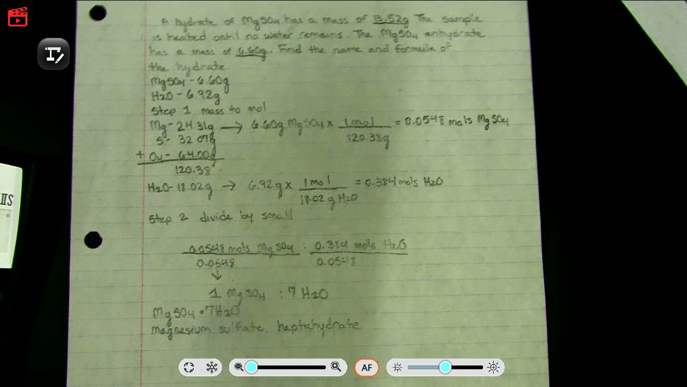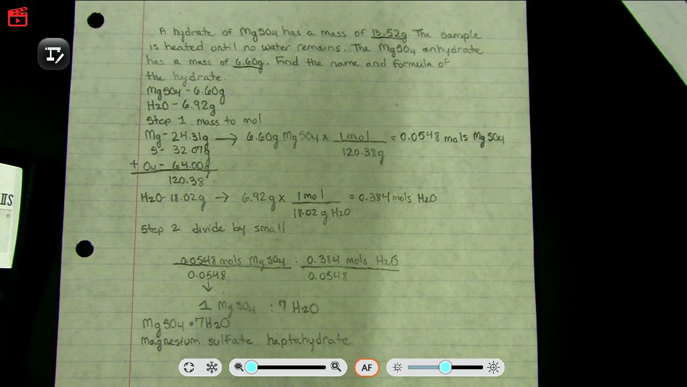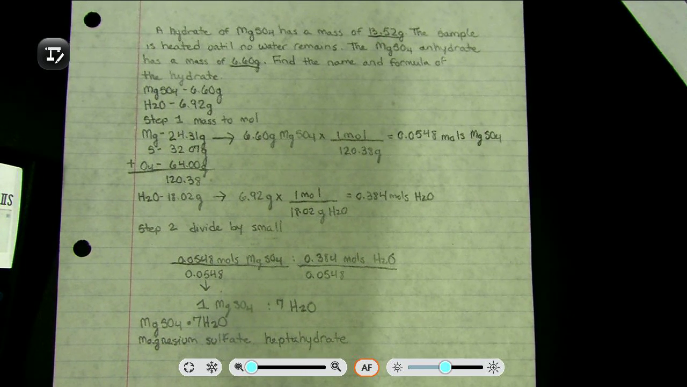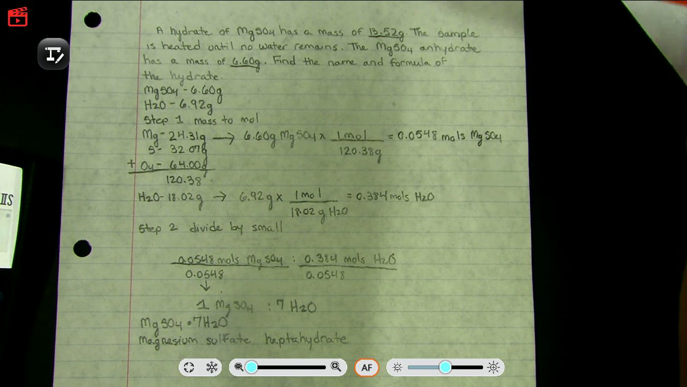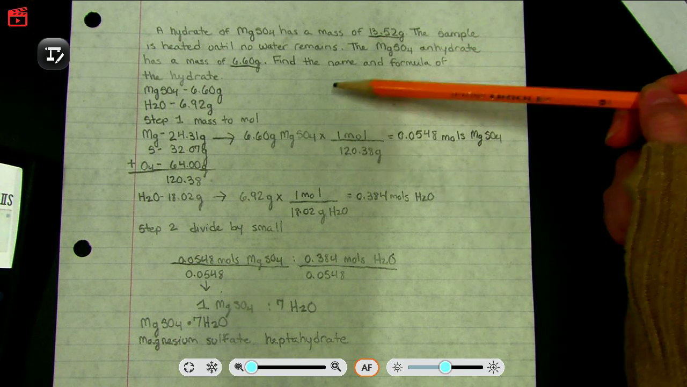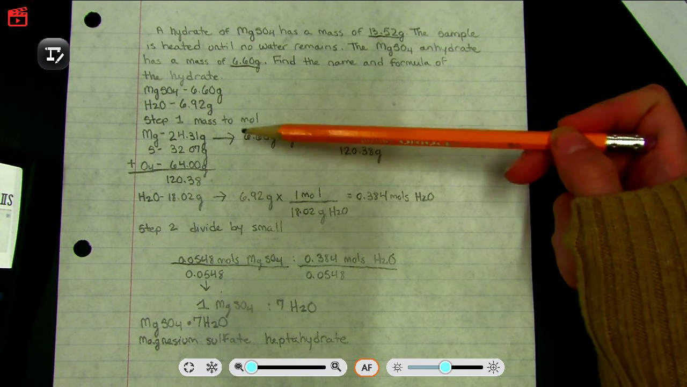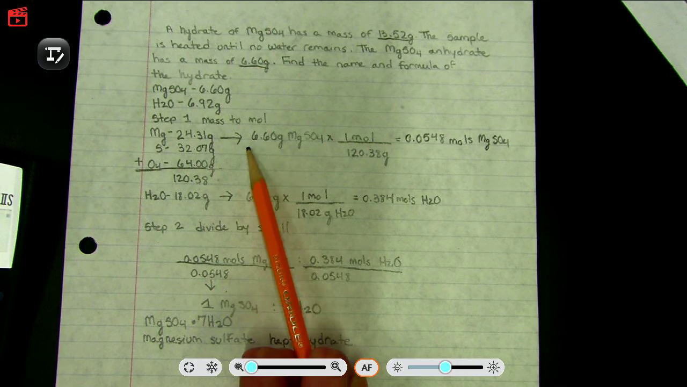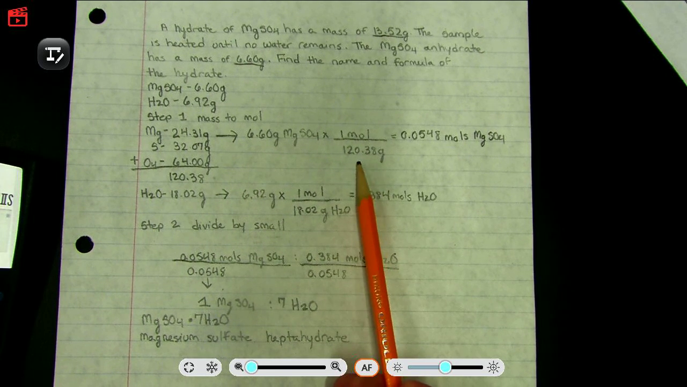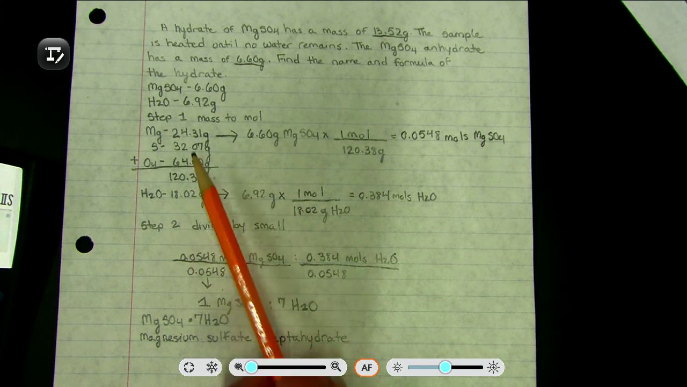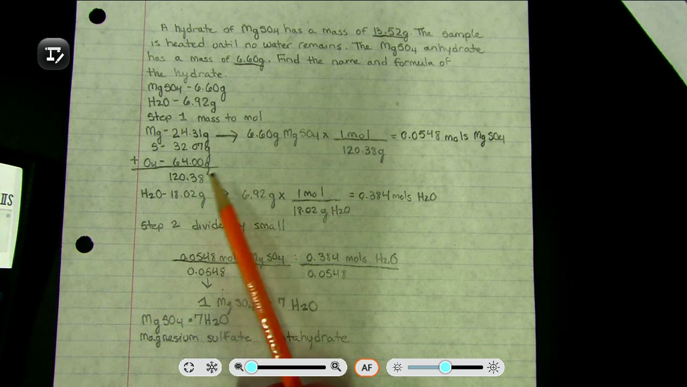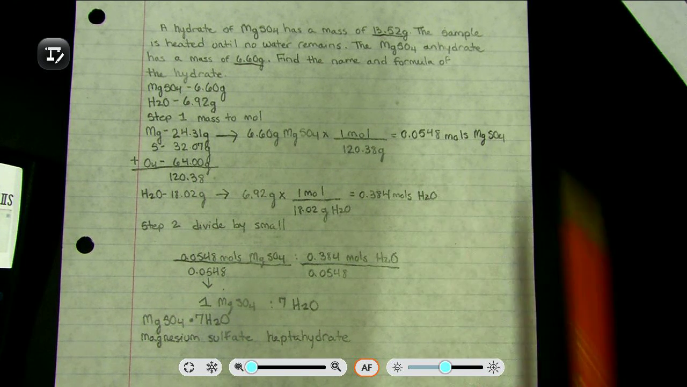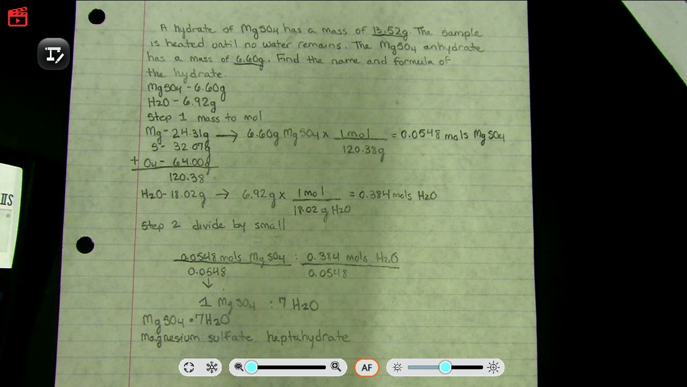Don't worry, I'm going to send a picture of this to the remind page too. This is all the work we did. So the first thing we did was we had the mass of the whole hydrate and we had the mass of our salt. So then we got the mass of our water by simple subtraction. Then we did mass to mole. So we divided the mass given to us in the problem by the molar mass from the periodic table, or the formula mass, I should say, which is listed out how we did that here. So we got 0.0548 moles MgSO4.